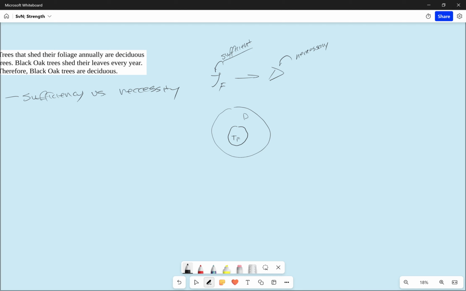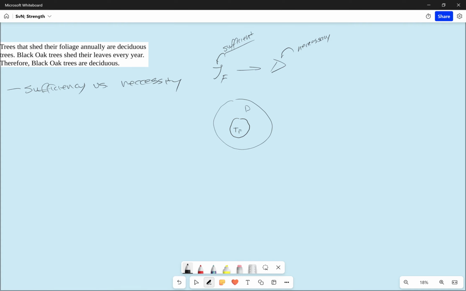Now you see this relationship here. If you're in this subset of trees that shed their foliage, you're also in this set, or superset, of trees that are deciduous. That means that D is the necessary condition for the trees that shed their foliage, and trees that shed their foliage is sufficient for deciduous trees.